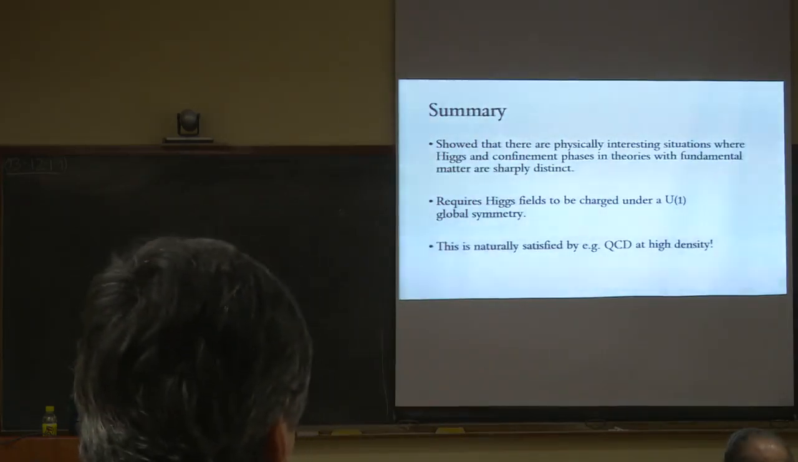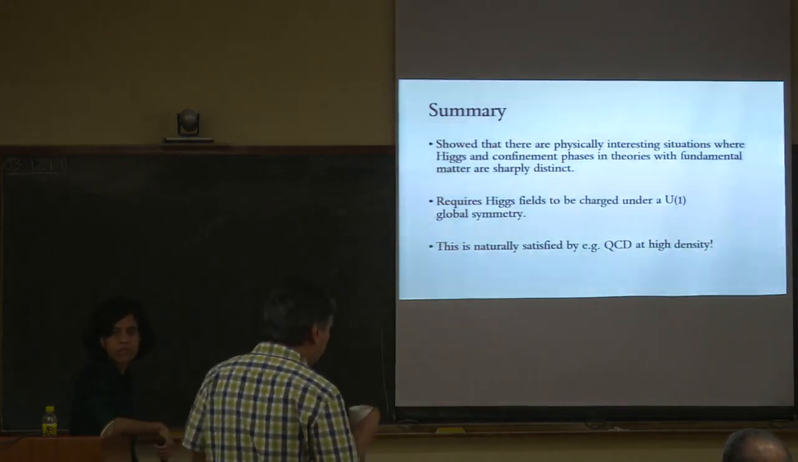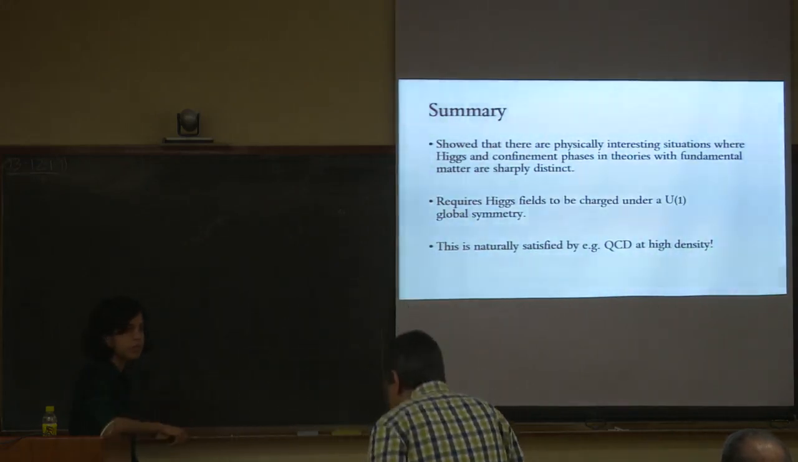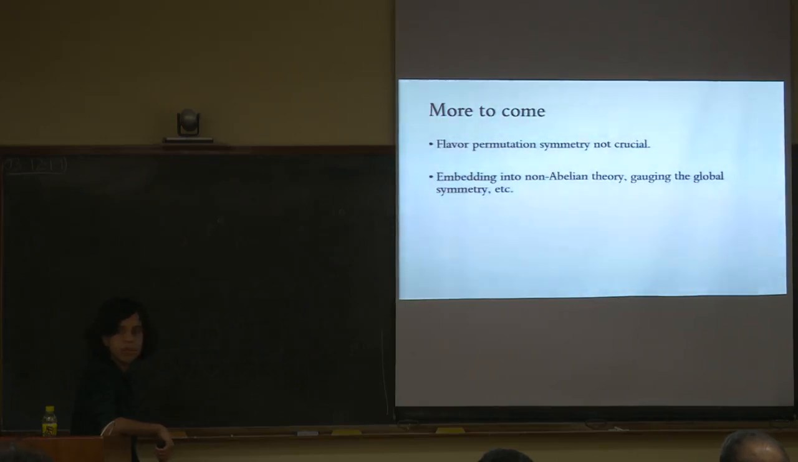What is this last comment? It's naturally satisfied. Yeah, I mean this is what my original motivation was, as an analogy. There is a global symmetry in QCD, which is the baryon number symmetry. That's all I'm talking about here. This is the 3-flavor, 3-color model. Yeah. The U1 part of that flavor.